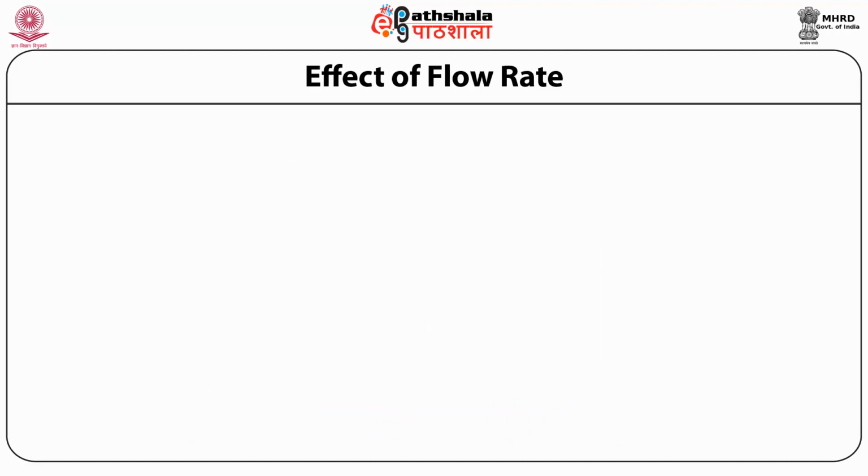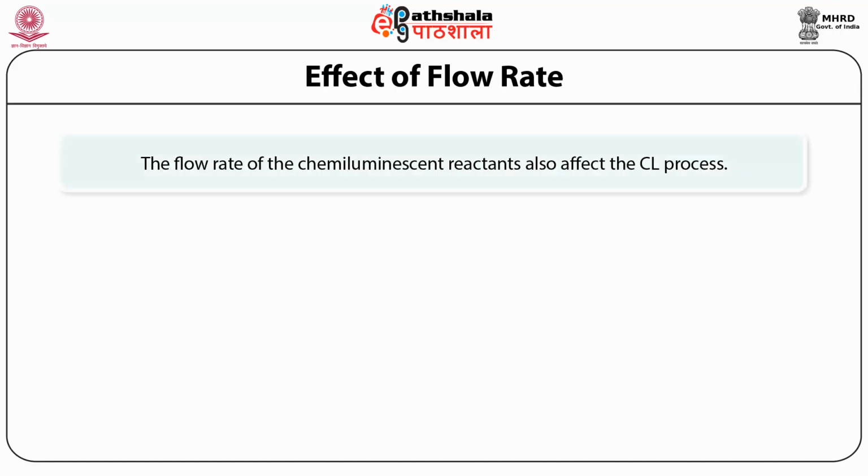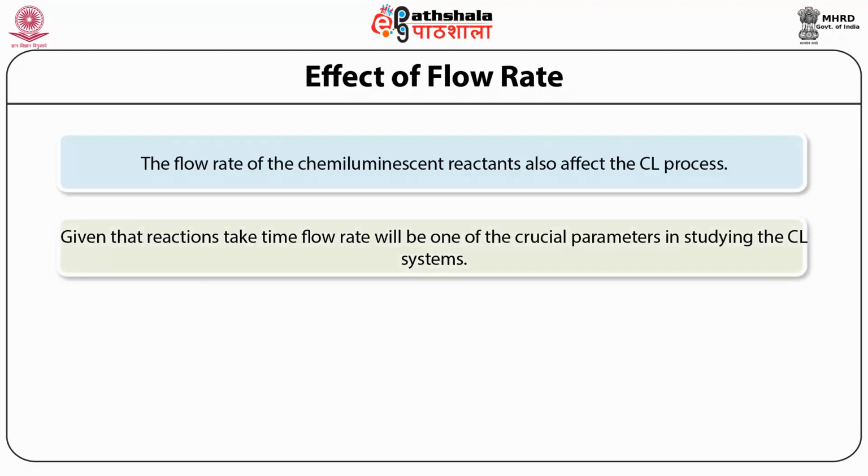It's not that only the concentration of reactant, concentration of the oxidant, concentration of the catalyst affects the chemiluminescent system. It is the flow rate of these systems also that affects the process. That means in addition to the concentration, you have to look into the flow rate at which those agents are fed into the system. Because if the flow rate is very high, you may not be allowing sufficient time for reaction to occur. So the flow rate will be one of the crucial parameters in studying the chemiluminescent system.